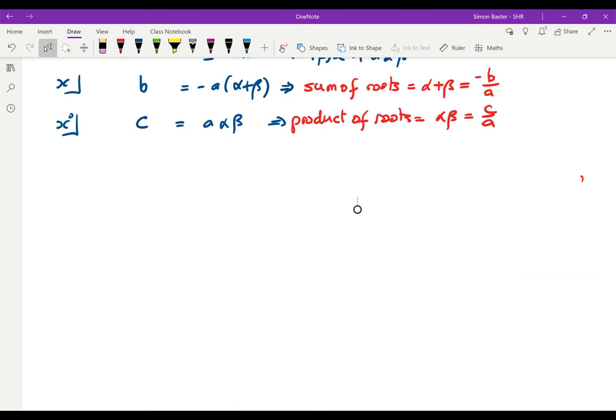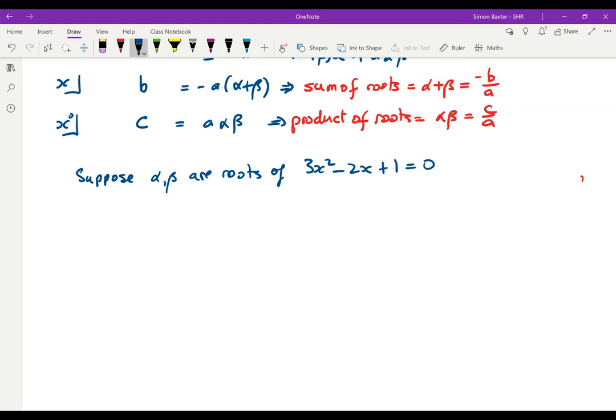There are one or two things which you're expected to be able to do, and I'll do an example just to show you the first tricks of the trade. Let's suppose, first of all, that alpha and beta are roots of the quadratic equation 3x squared minus 2x plus 1 equals 0.